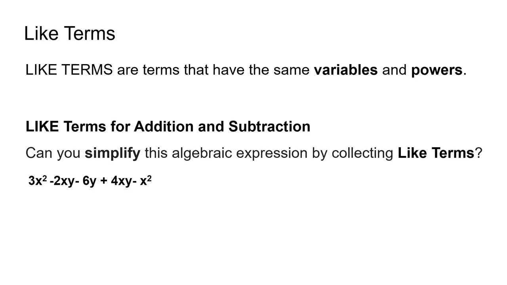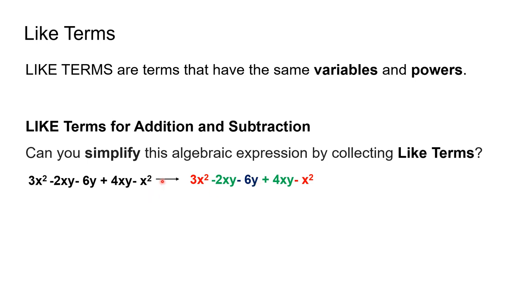Let's look into the algebraic expression: 3x squared minus 2xy minus 6y plus 4xy minus x squared. Let us look for like terms. I want you to realize that 3x squared is a like term to minus 1x squared, that is minus x squared, because remember, it's minus 1x squared. So 3x squared and minus x squared are like terms. Minus 2xy plus 4xy. Do you understand? That's how you get to like terms.